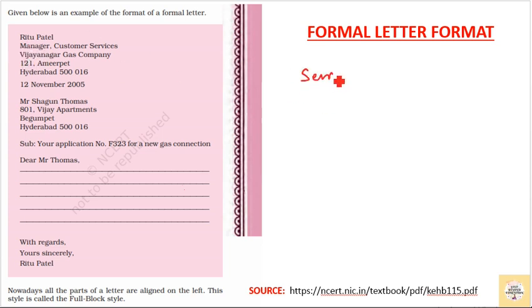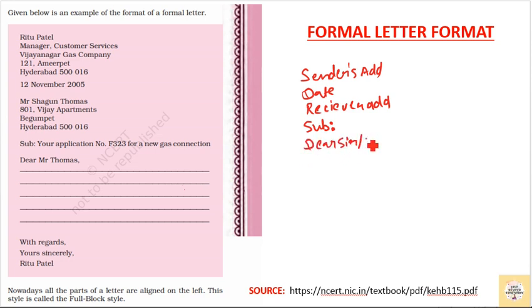So what you have to do is: sender's address, then date, then receiver's address, and then subject, then colon should be there. If they are mentioning a colon, you should also mention a colon there. Then dear sir or madam. Now, one of the comments asked where we have to use the comma. See this comma: after the salutation you have to use a comma, after with regards you have to use a comma, and after sincerely. So these three places we have to use a comma.